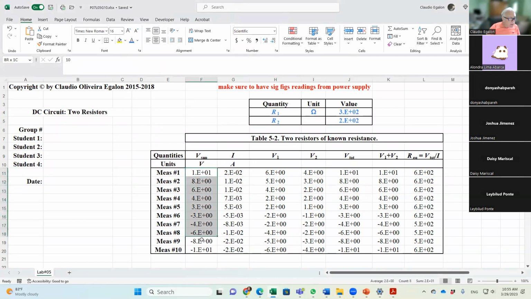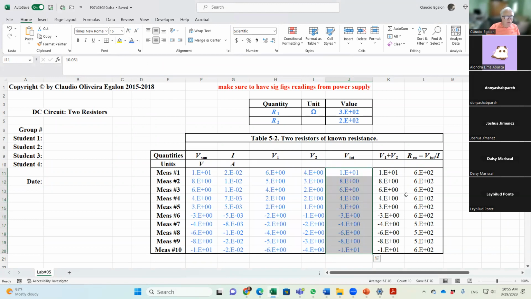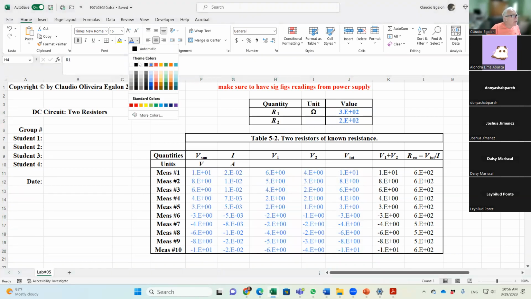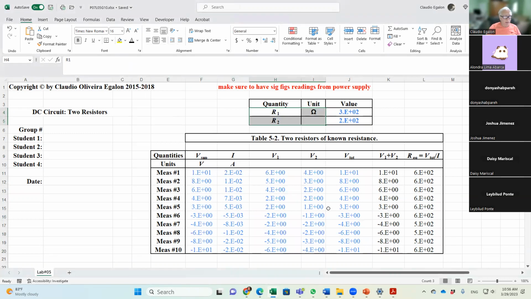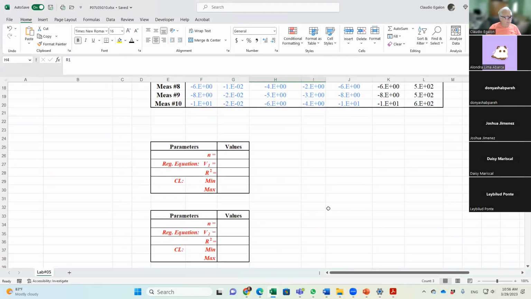VSUP, the current, V1 and V2. They are all raw data. All of that here, and V total is also raw data, because we measure V total in the actual experiment. This one is an equation, this one is an equation, so those are results. Everything that you see here is raw data. I'm going to highlight just the measurements, okay? Everything that you see in blue is raw data.